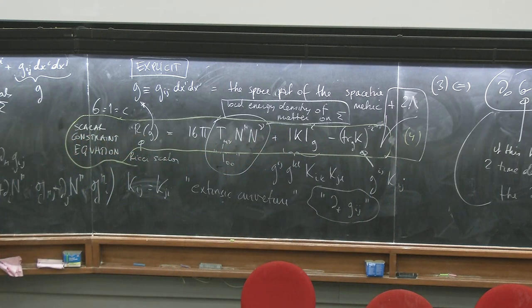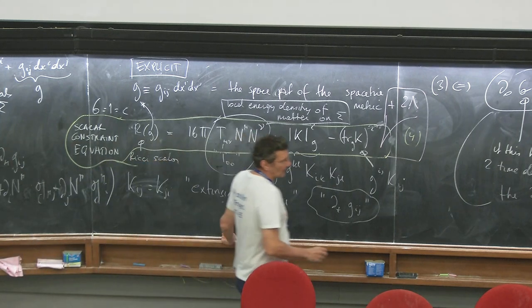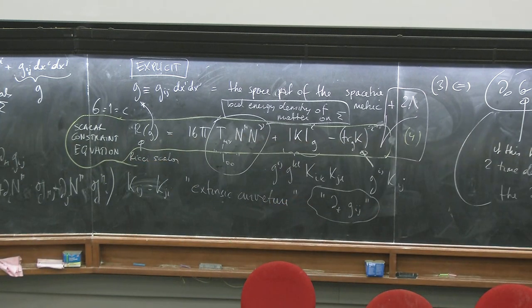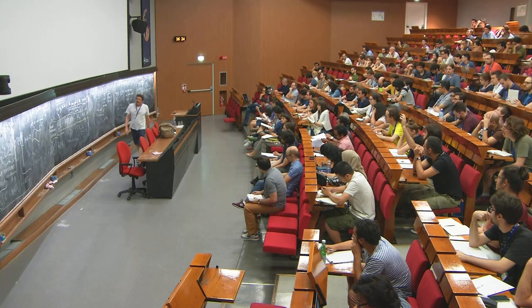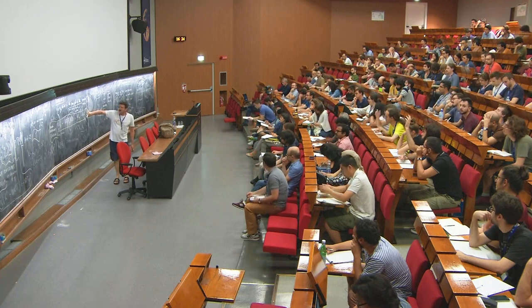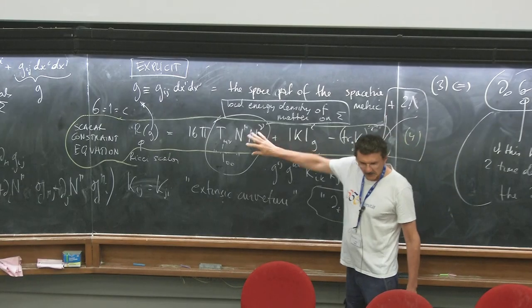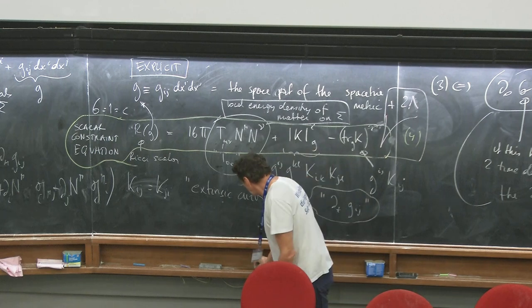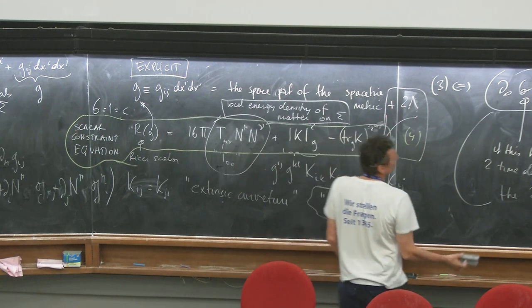And there's a good reason why I forgot lambda, because now I want to set lambda equals zero. And we're going to talk about the ADM mass. The way I'm going to present it is actually tied very naturally with this equation.